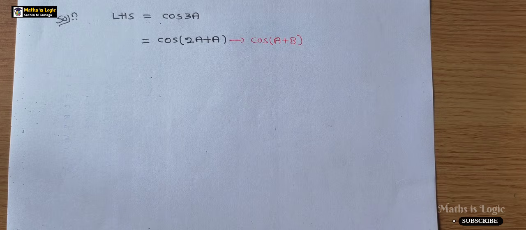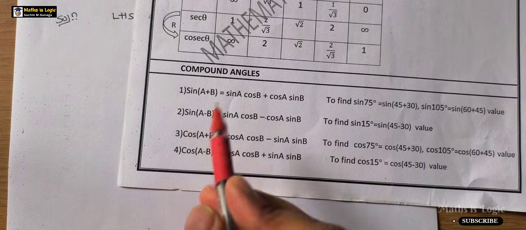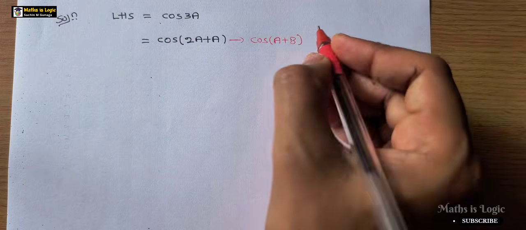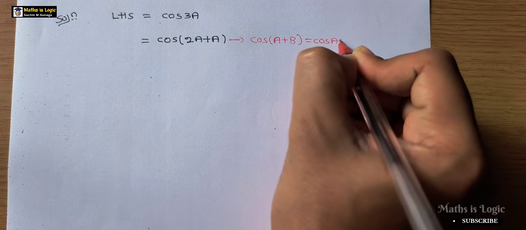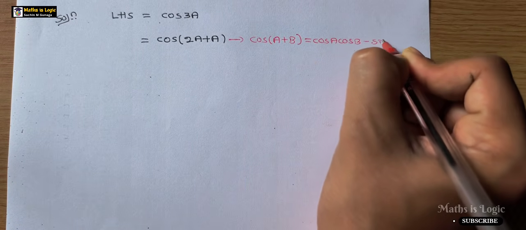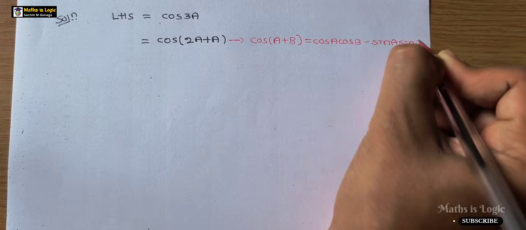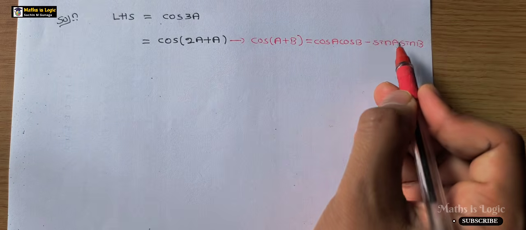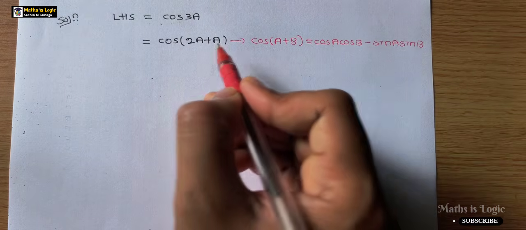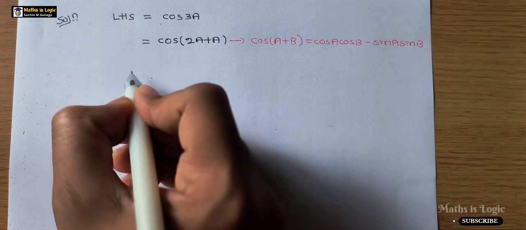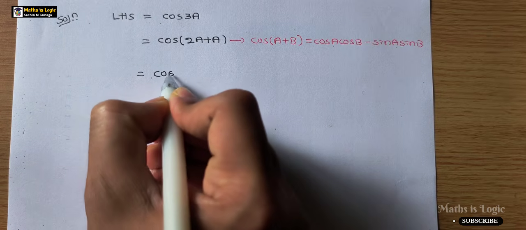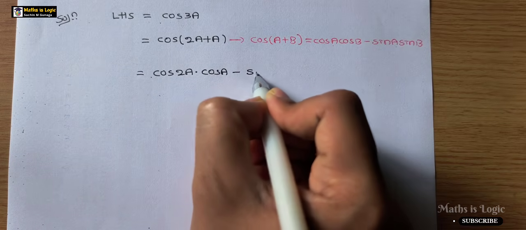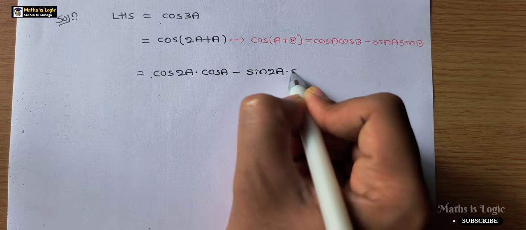So we know the formula for cos a plus b in compound angle. Cos a plus b is cos a cos b minus sin a sin b. Remember, a means 2a, b means a. Wherever a comes, replace by 2a. Wherever b comes, replace by a. So which is equal to cos 2a into cos a minus sin 2a into sin a.